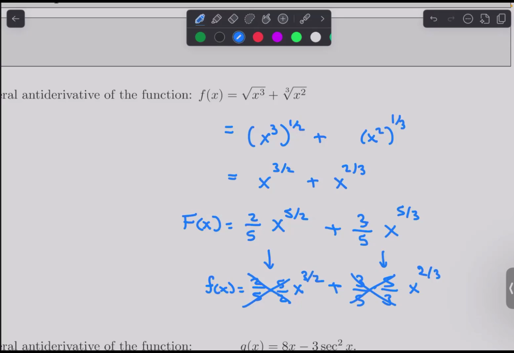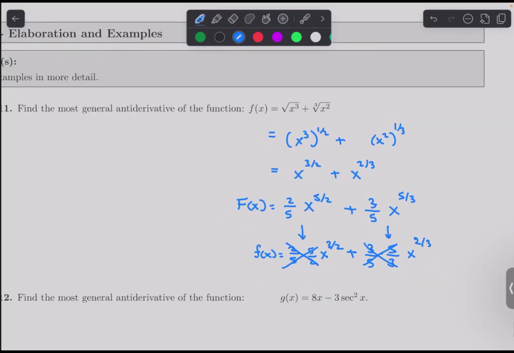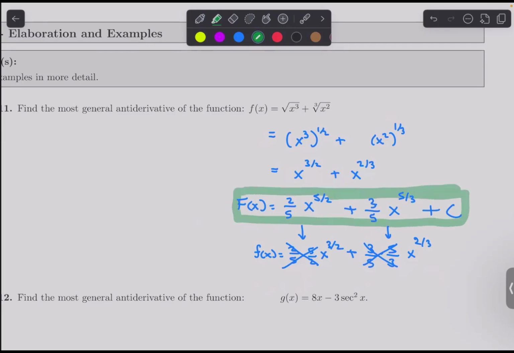Now, this is an antiderivative, but if we wanted the most general antiderivative, we're going to include a plus c, meaning that really you can have any old constant. This could be +5, +7, plus pi, minus 100, whatever you want, because when you take the derivative of the constant, you get back to 0. And so any of these would be perfectly fine antiderivatives. So this right here is the most general antiderivative, when you include that plus c.